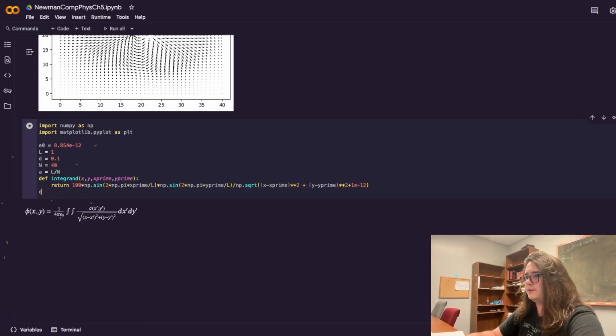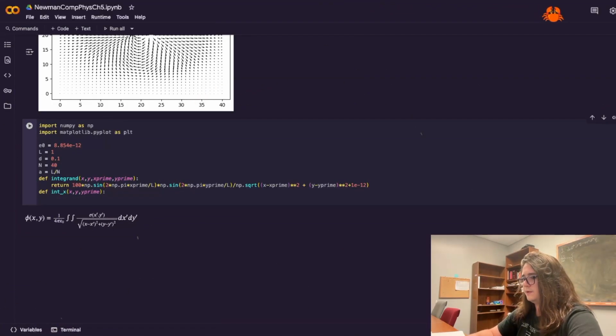We're going to need to define a function which is going to do an integral with respect to x of the integrand. So I'm going to call this function int underscore x, which is going to be a function of x, y, and y prime. Doesn't need to be a function of x prime. So how we're going to do the integral? Of course, it's going to be Gaussian quadrature, and we're going to use the same value of n to do the Gaussian quadrature, because otherwise it's going to take way too long.